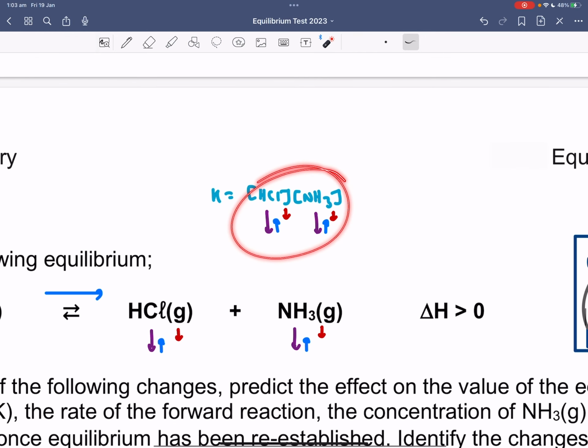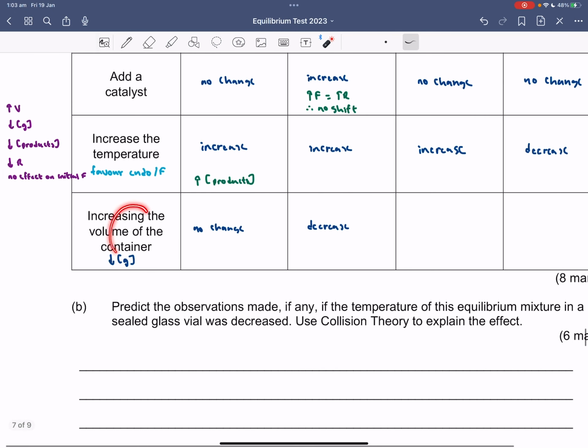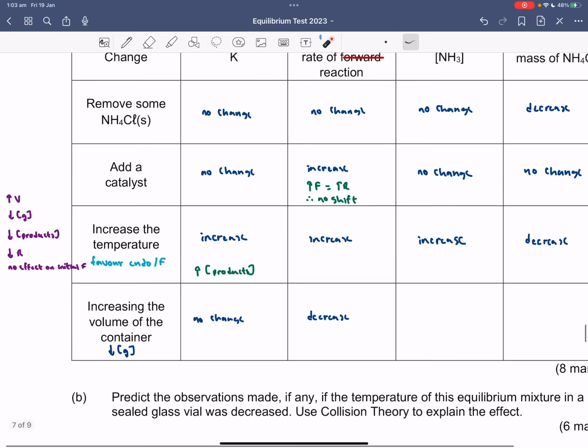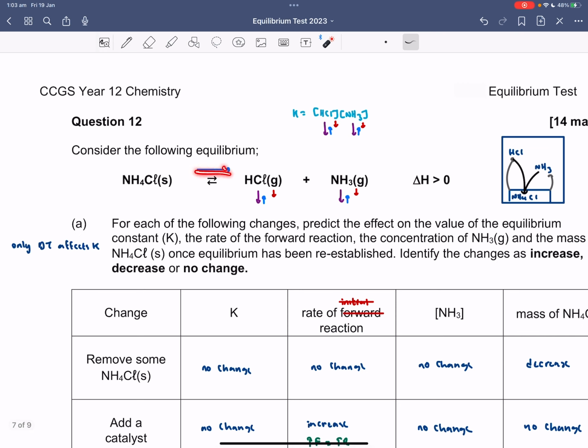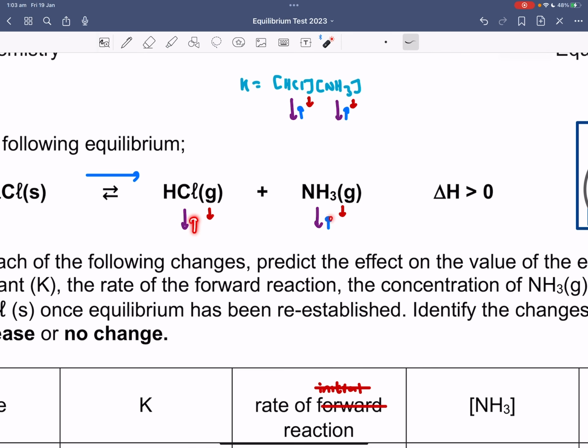Now I'm just going to prove to you why this is wrong. So just so we don't forget what happened: we increased the volume of the container, and that decreased the concentration of all gaseous species. So to counteract the imposed change, we favor the forward reaction. Now most people will only partially counteract it because that's what they're taught, which means most people will say that at the end of the day, the concentration of HCl and NH3 decreases still.